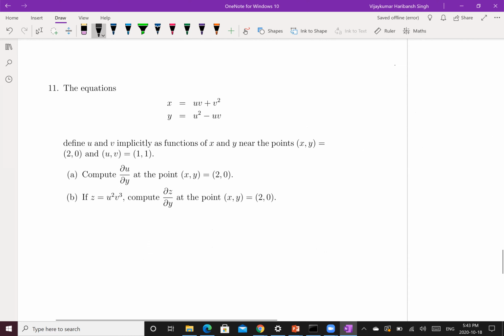Right. Now let's look at the following problem. So we have x is a function of u, v, y is a function of u, v, and u and v are implicitly defined functions of x and y near the point x, y equals (2, 0), and (u, v) is (1, 1). Compute dou f by dou y at the point (x, y) equals (2, 0), where z equals u squared, v squared. Okay, so let's embark on this now.